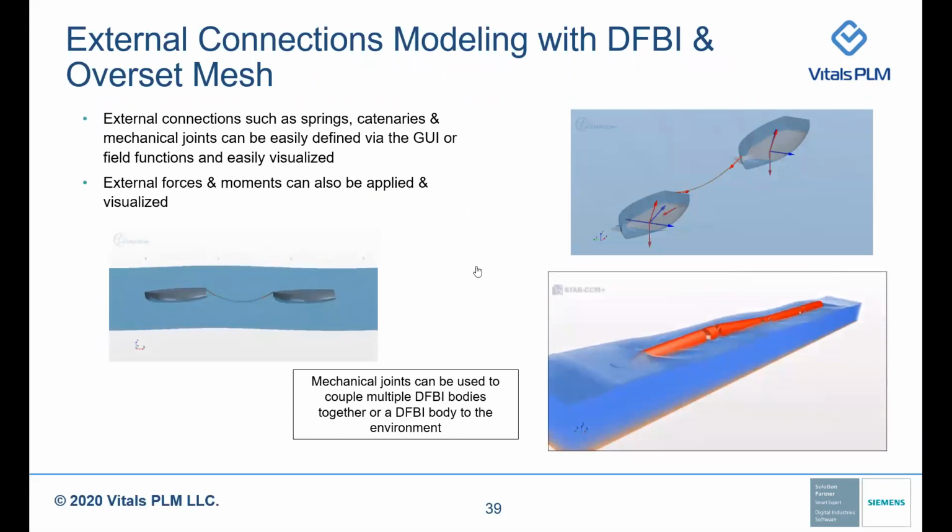So the external connections, it's repeating here. You can see these two parts modeled as DFBI bodies. They are connected with mechanical connections in the form of hinges, and when they're connected with external connections, all the forces and moments they undergo can be simultaneously calculated using the DFBI approach.